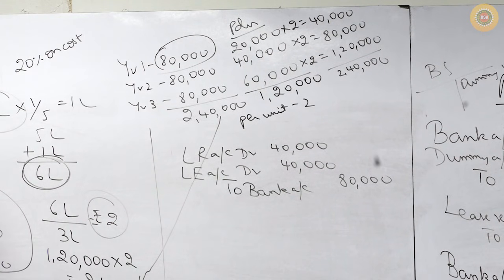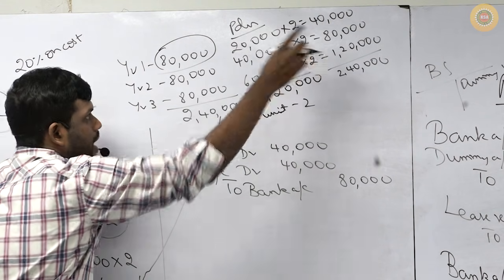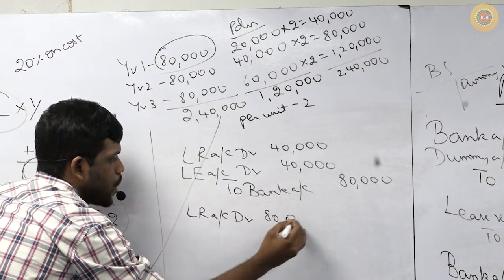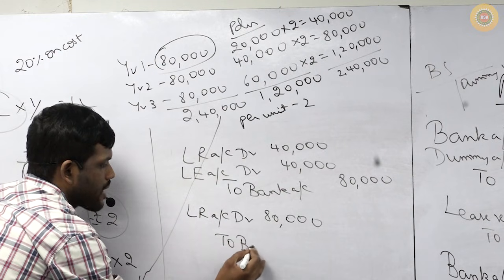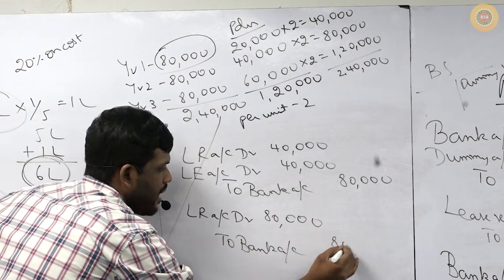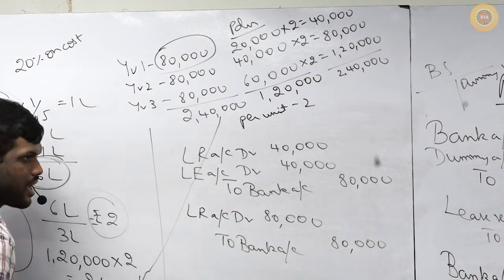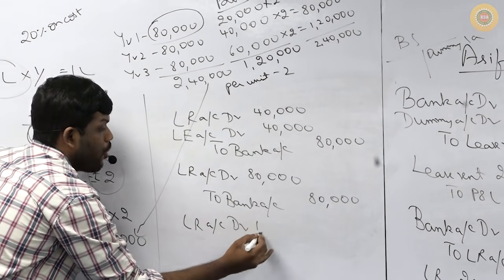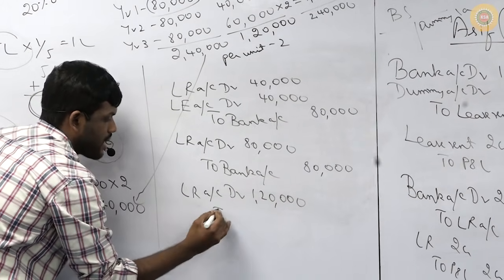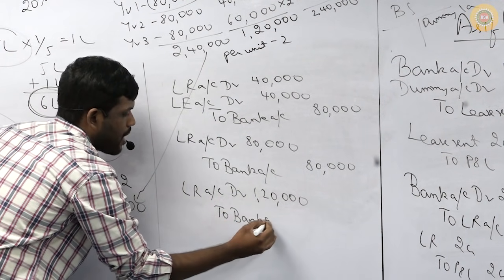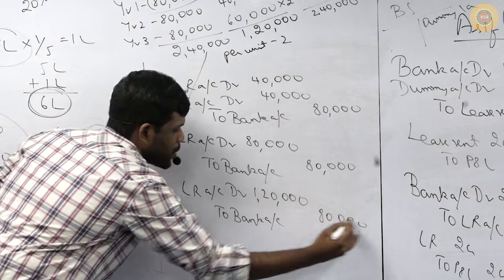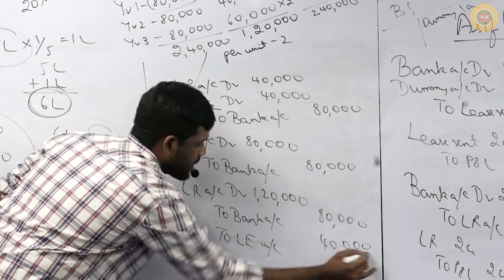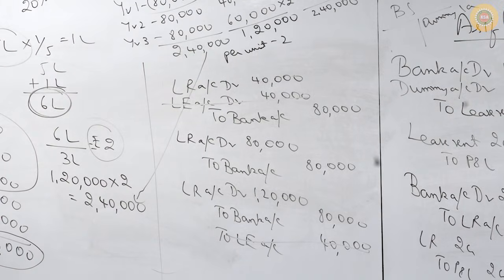Second year, what should be my expense? 80,000. So lease rent account debit 80,000 to bank account 80,000. Last year, lease rent account debit how much will you put? 1,20,000 to bank account 80,000, to lease equalization account 40,000. Closed. Okay.